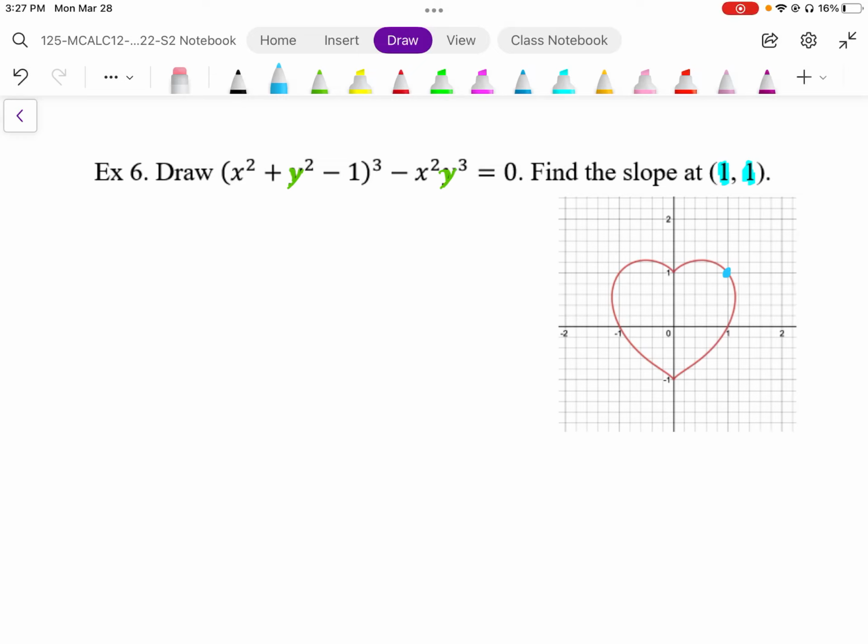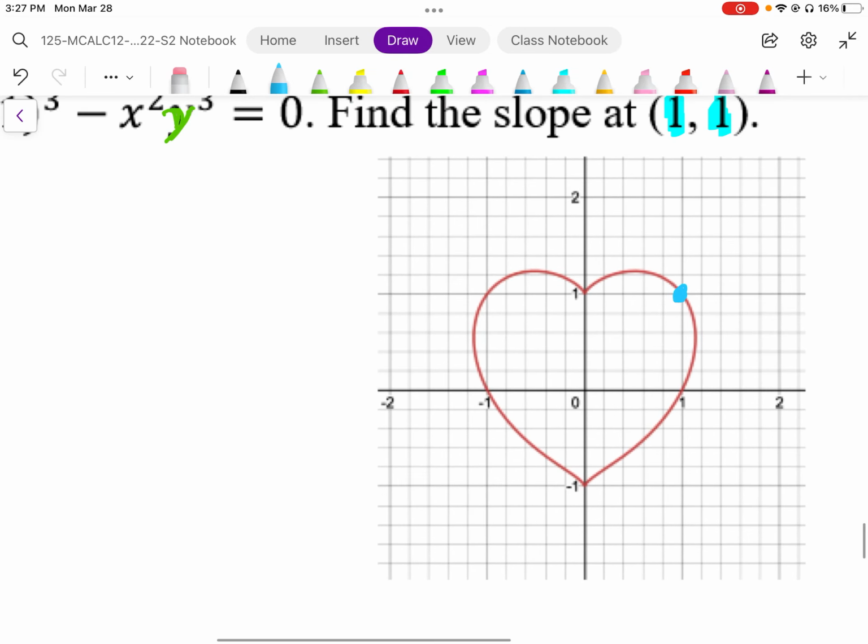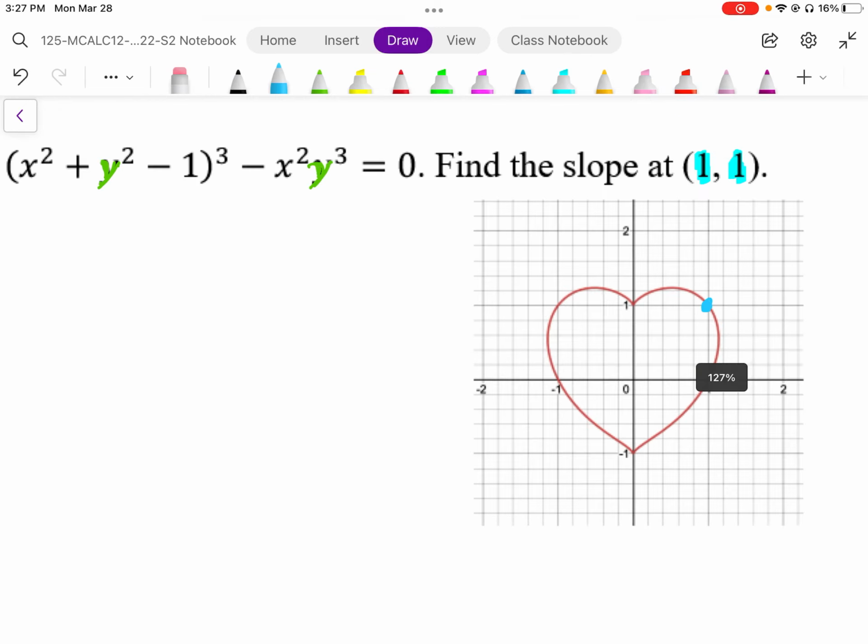This implicit function given in example 6 is what we call a cardioid. It gives us this heart-shaped function, and it is an implicit function, so we want to differentiate this implicitly. We're trying to find the slope at (1, 1), or that blue dot. If we look at that, it looks like maybe about, we're going to approximate a slope of about -1 that goes to that point.